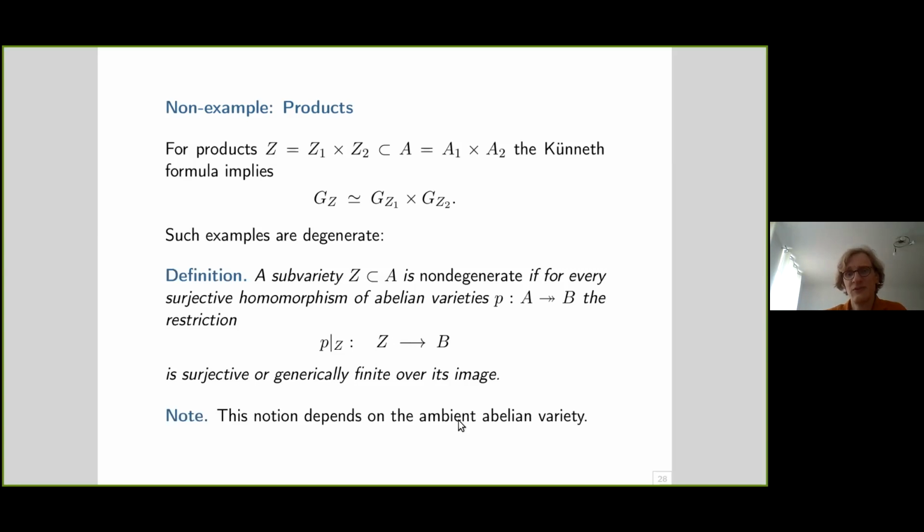But you should note that this notion depends on the ambient abelian variety, which is maybe not so surprising. I mean, we want to say something about the Tanaka groups, and they will also depend on the ambient abelian variety. But here the dependence is maybe even stronger. If you take something non-degenerate in A, and then you replace A by A times some other abelian variety, then it will become degenerate. So non-degeneracy is a very delicate condition; A should be generated by Z in the first place to have this condition.